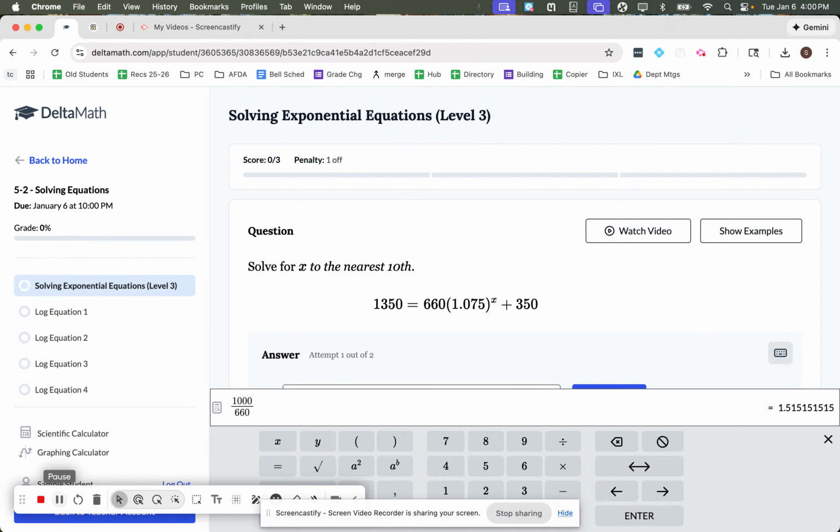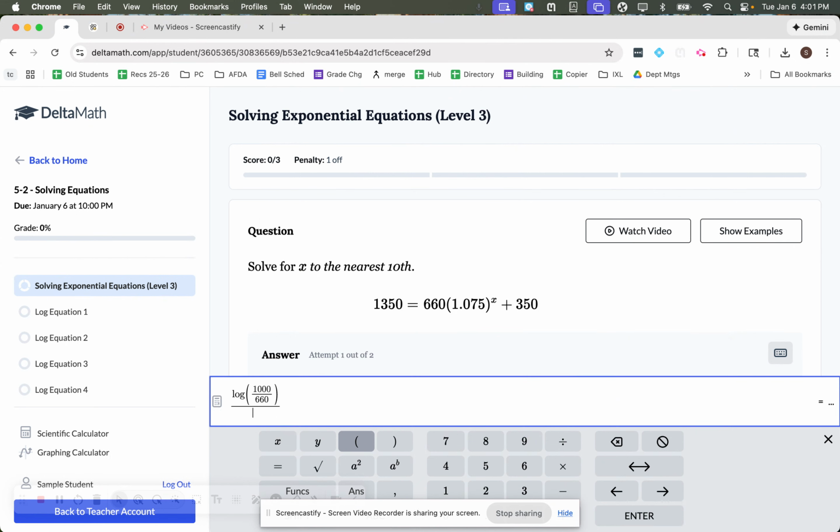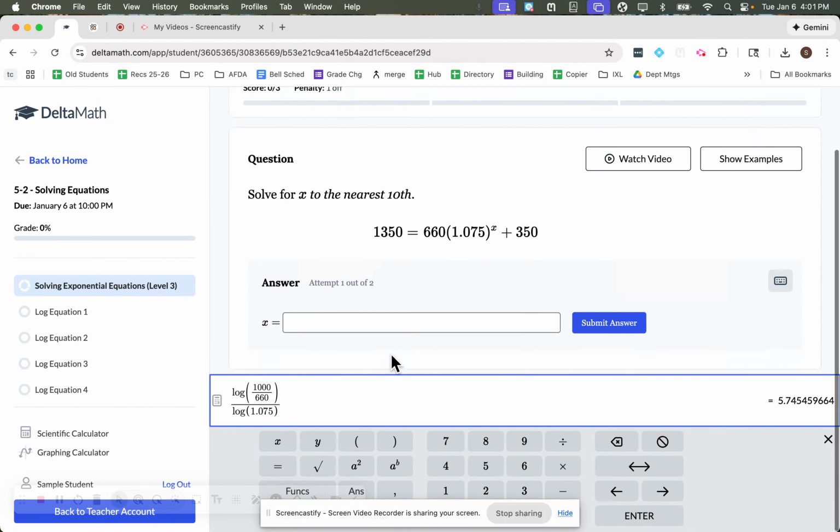So if I go back to my calculator, I can do it all in one step. Log of this whole thing divided by log of 1.075 is 5.745. And they wanted it to the nearest tenth. So here's my tenth, 7. Oh, keep it 7.